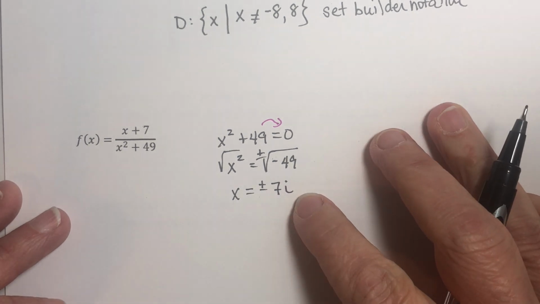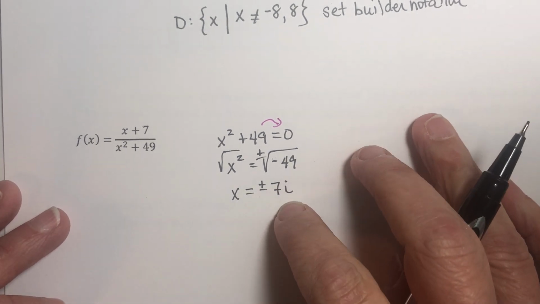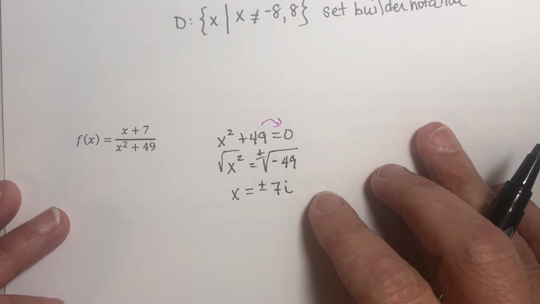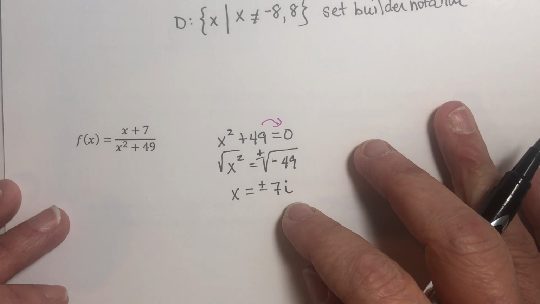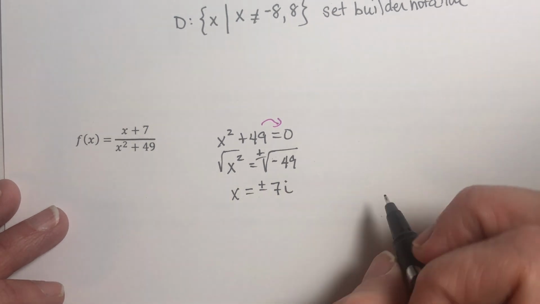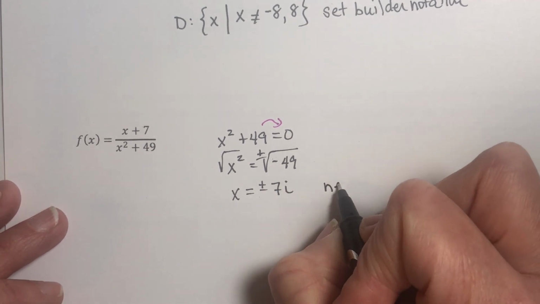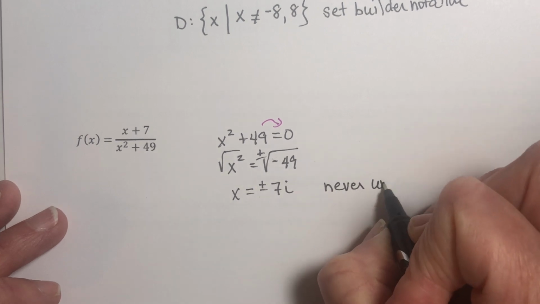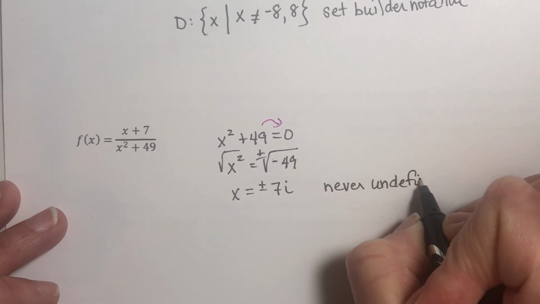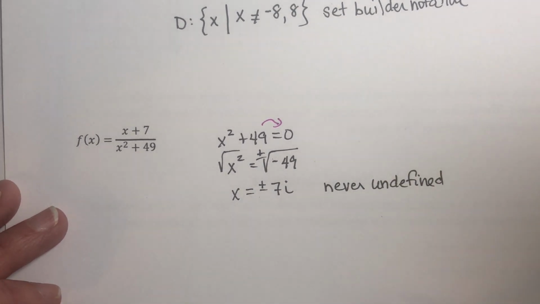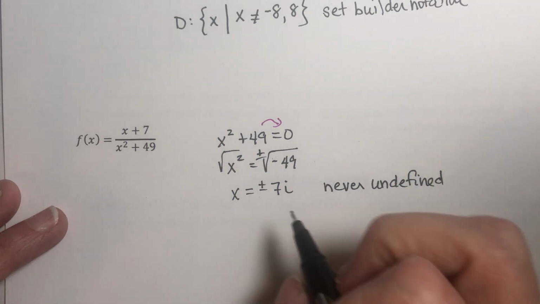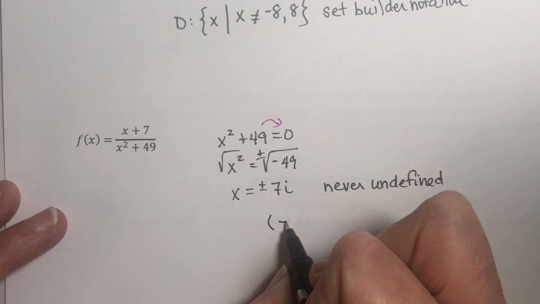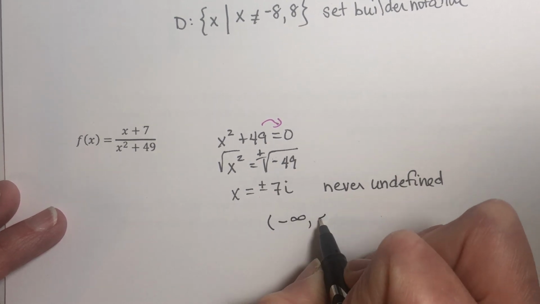Since we got a complex answer here, this is not going to be an issue as part of our domain because we're really only looking for real numbers that must be excluded. So in this case, this thing is never undefined. Which means that it's never 0 in the denominator, so we don't have any issues with the domain. The domain in interval notation would be -infinity to +infinity.